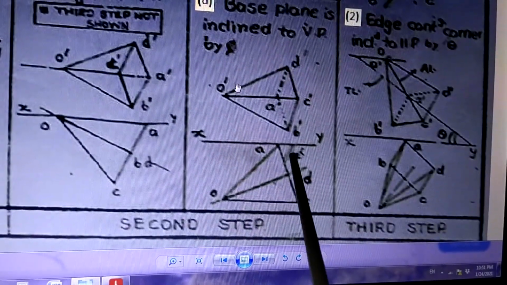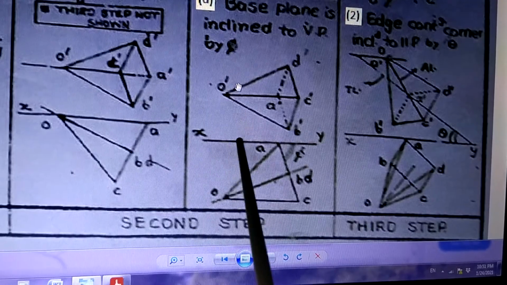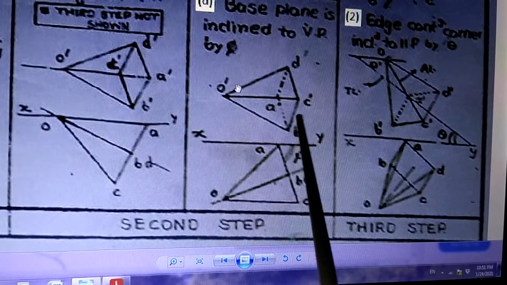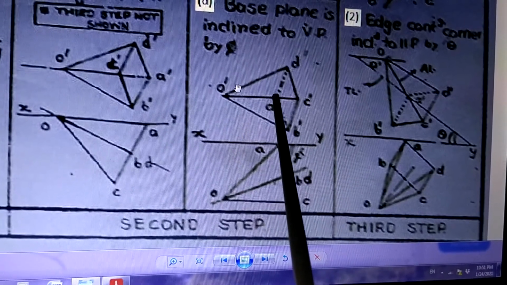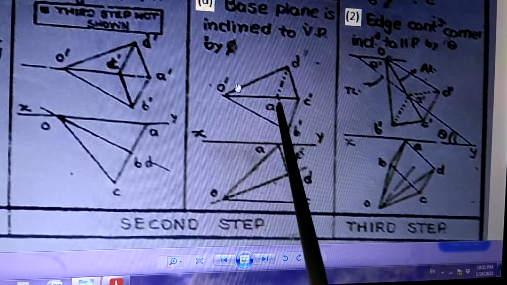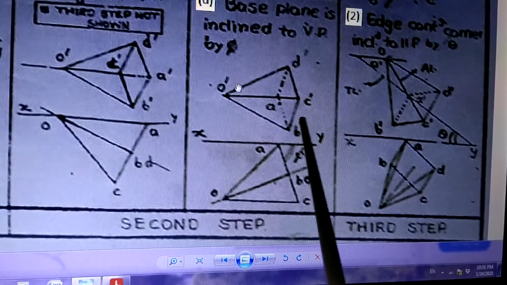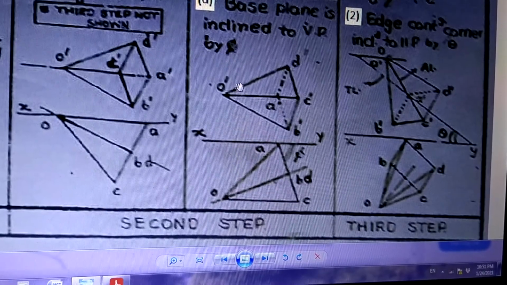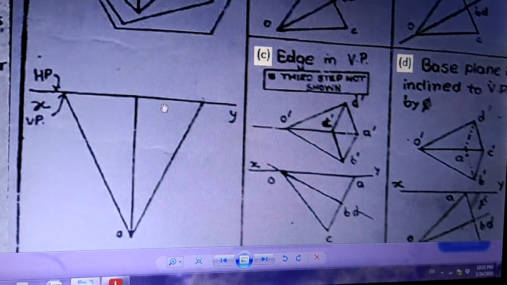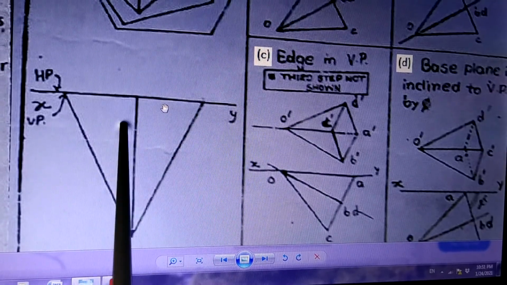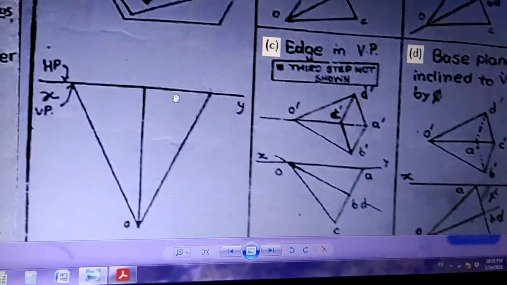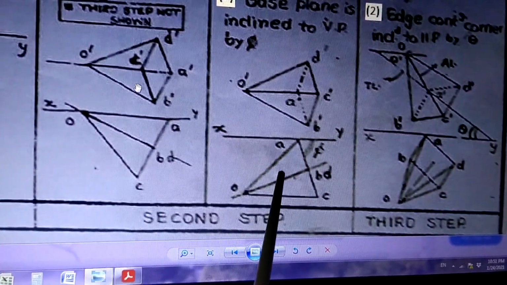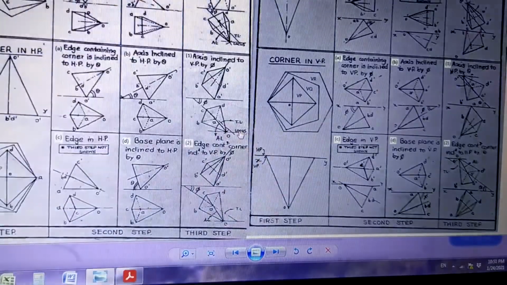You can see here the base is making angle phi with the VP, and of course this is a square pyramid. You are going to draw a pentagonal pyramid, and the rest of the shape is a pentagonal shape, and that shape you can draw by taking the references. So this becomes your exercise. In this exercise, the first step is these two figures, and in the next step these two figures. That way we are going to solve the problems.